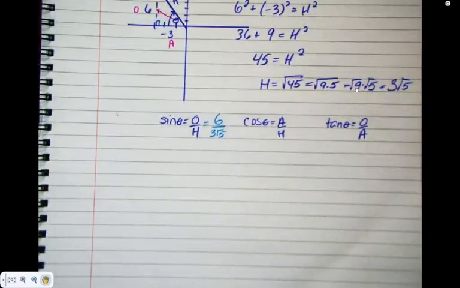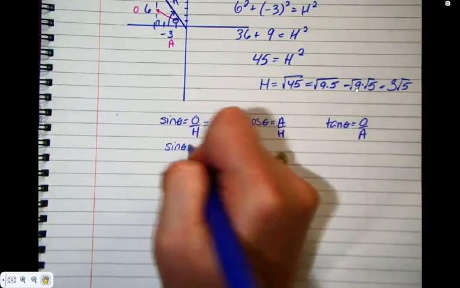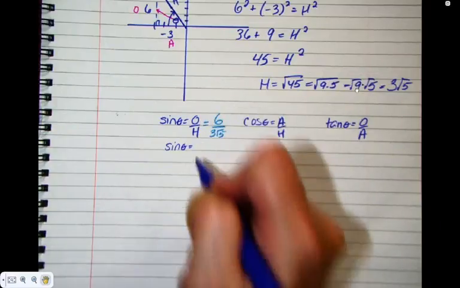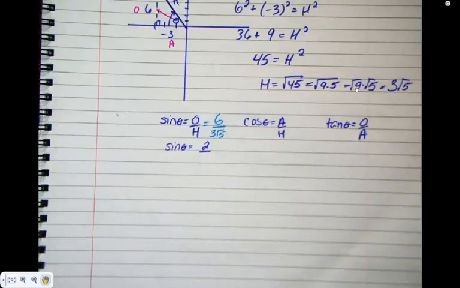And can I simplify that at all? Can I make that smaller? The 3 and the 6 we don't like because we can reduce them both by 3. So if we reduce them both by 3, we get 2 over root 5.